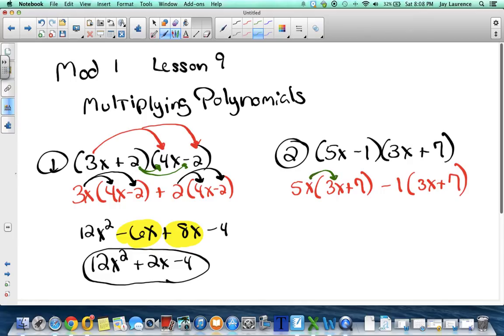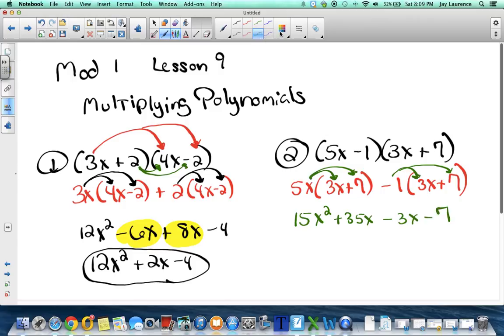5 times 3 is 15. X times x is x squared. Okay, 5 times 7 is 35. And there's an x on the end because it's a 5x. Now I'm going to distribute the negative 1. Negative 1 times 3x is a negative 3x. And then a negative 1 times a 7 is a negative 7.